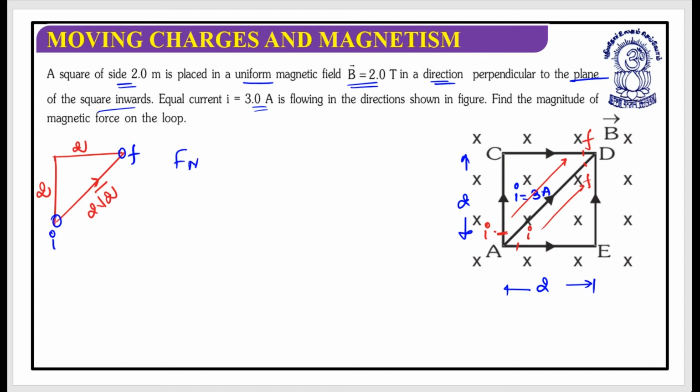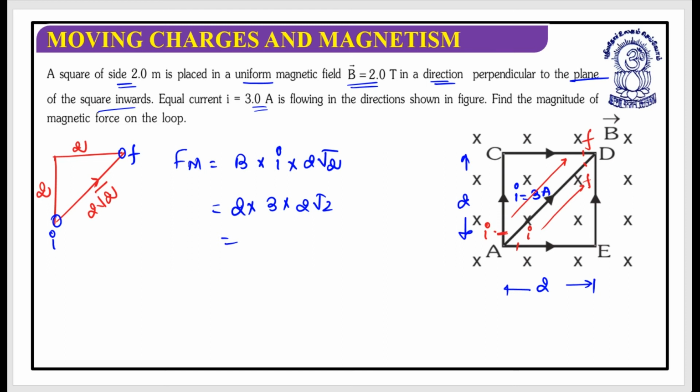So Fm is equal to B into I into 2 root 2. Currently I am working on the magnitude only. So this is 2 Tesla, current is 3 ampere, multiplied by 2 root 2. 2 threes are 6.